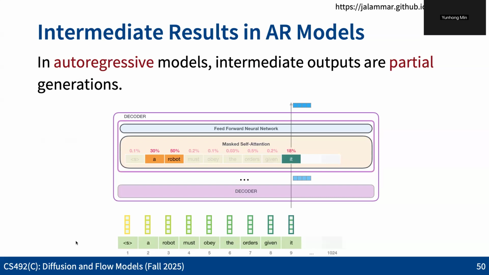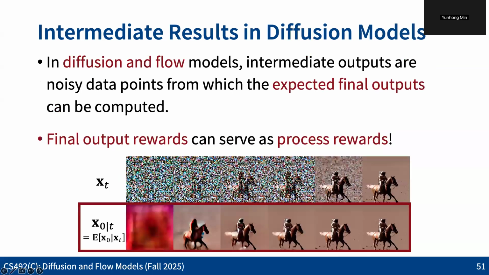But one small difference between the LLM and the diffusion and flow models is that for the diffusion and flow models, the intermediate outputs are partial in the sense that they are blurry and noisy outputs, but still they have the entire content, right? And we can easily compute the expected final output with one step from any intermediate output, right? Which means that the way we define the process reward can be different.